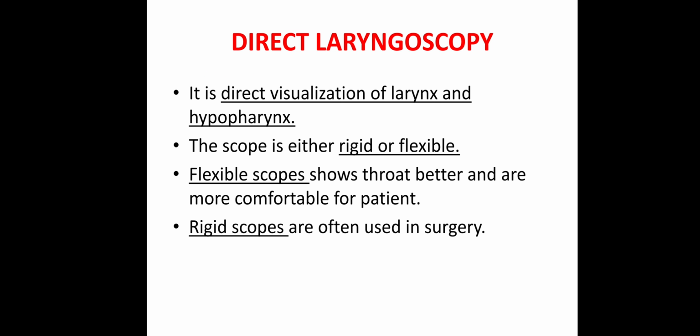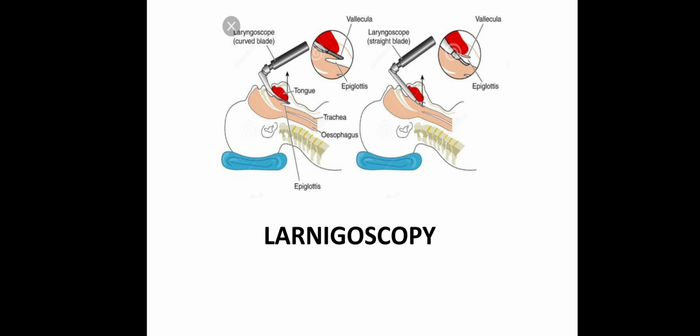Direct laryngoscopy is direct visualization of the larynx and hypopharynx. The scope is either rigid or flexible. Flexible scopes show the throat better and are more comfortable for the patient. Rigid scopes are often used in surgery. This is a picture showing laryngoscopy.